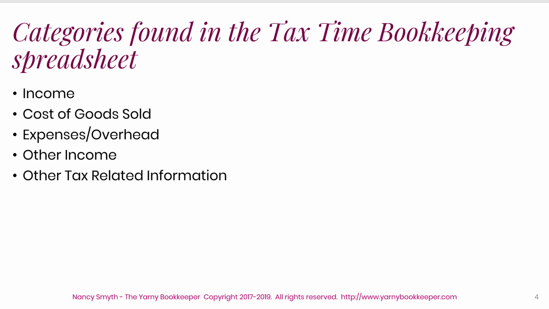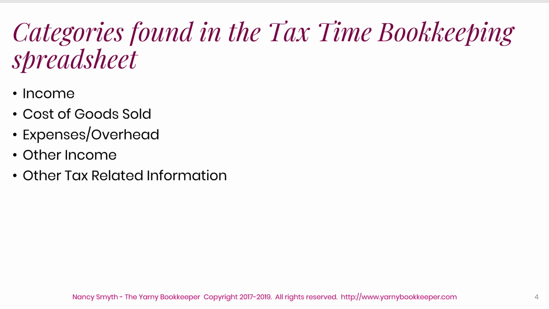So what I did in this tax time bookkeeping spreadsheet was I divided it into categories. The categories are going to be income, cost of goods sold, expenses and overhead, other income, and other tax-related information. So let's get started, and I will show you how this works. Now, just bear with me for a second because I do want to talk about these categories.